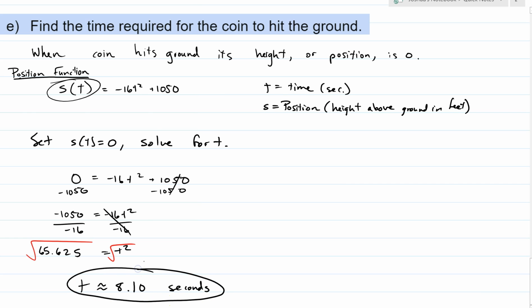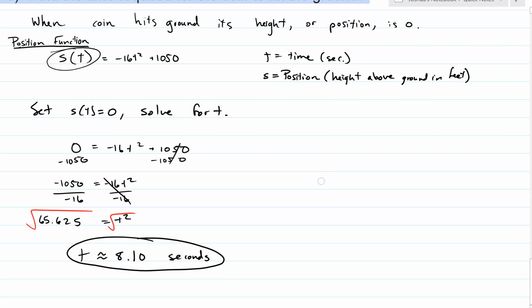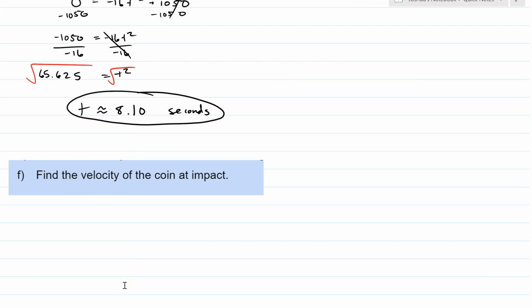Now, that's not that long. 8 seconds after you drop a penny off the top of the Empire State Building, it will hit the ground. And it accelerates faster and faster and faster. So the question is, how fast is it going when it hits the ground? And that's part F. Find the velocity of the coin at impact. Now from the previous part of the problem, the coin hits the ground at t approximately 8.10 seconds. So here's what we do.